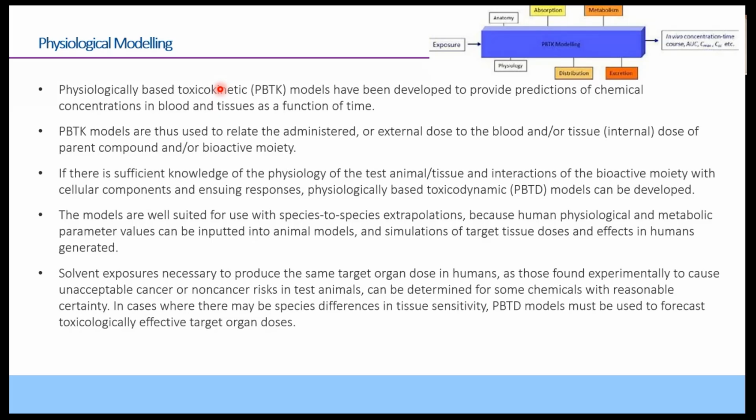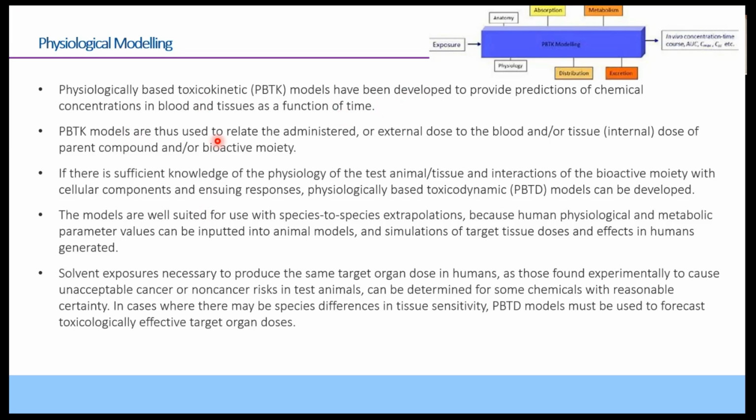Then coming on to the physiological modeling, which is called PBTK, physiologically based toxicokinetic modeling. These kinds of models have been developed to provide predictions of chemical concentrations in blood and tissues as a function of time. So people who work in the field of PK analysis or TK analysis might be using these kinds of models.